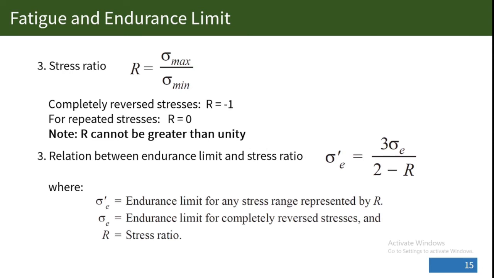And next we have the so-called stress ratio. The stress ratio, denoted by capital R, is equal to the ratio of the minimum stress and the maximum stress. For completely reversed stresses, the value of the stress ratio R is taken as -1. And for repeated stresses, R is equal to 0. It should be noted that R cannot be greater than unity, or R cannot be greater than 1.